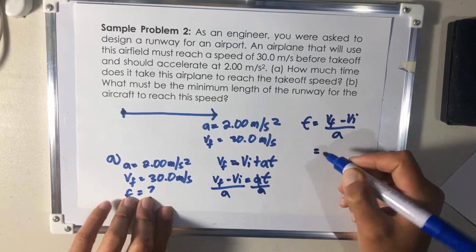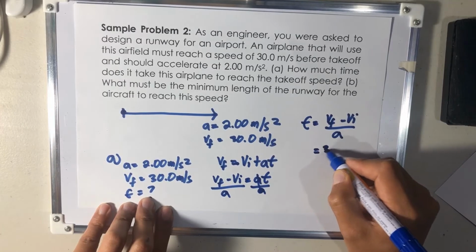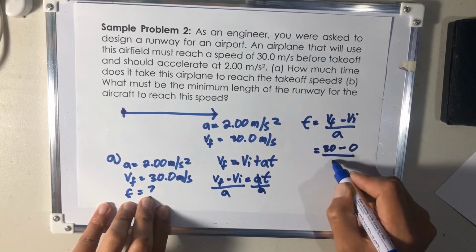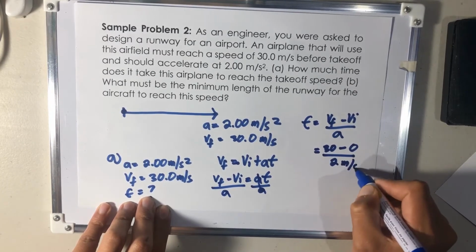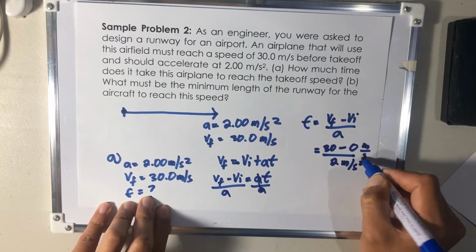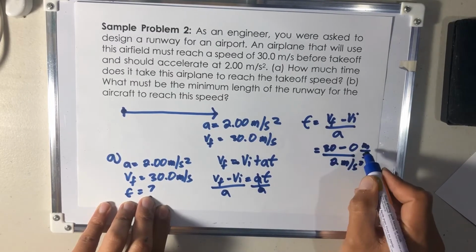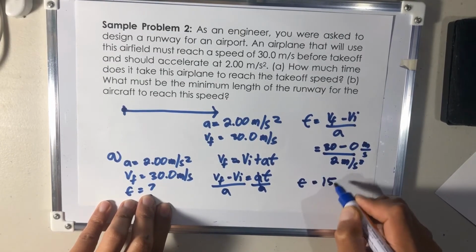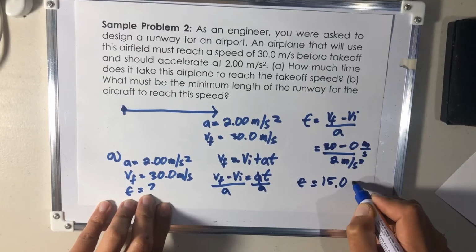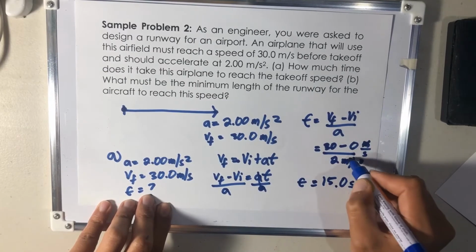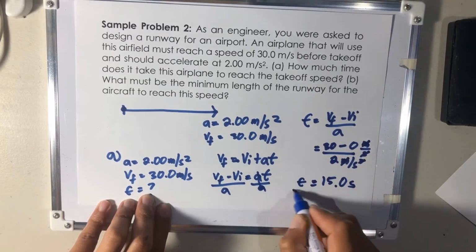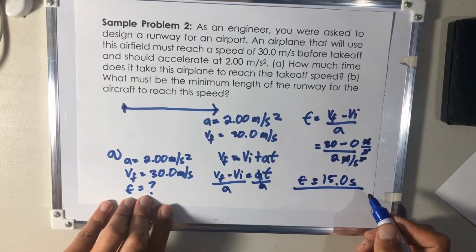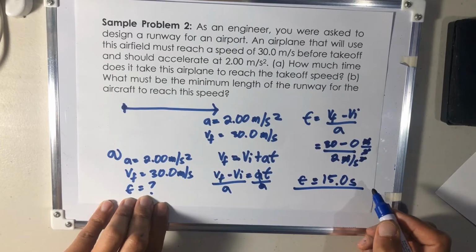So substitute it now. This is 30 meters per second minus 0 meters per second all over 2 meters per second squared. So that will be 30 divided by 2. Then the time will be 15.0 seconds. The units cancel. So the time needed by the airplane to take off is 15 seconds.